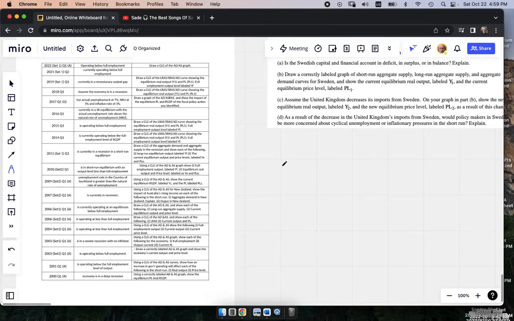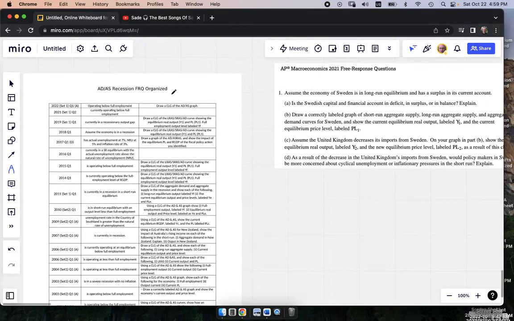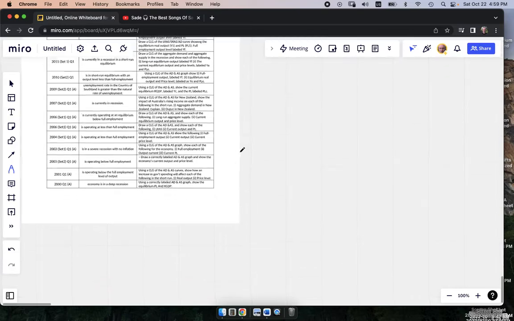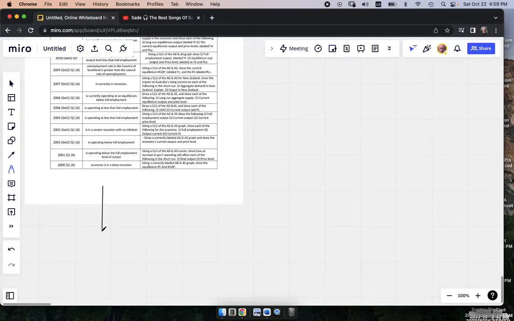This is probably the most tested graph out of all of the ones we need to know. You can see year after year after year, they love to test the economy being in what we call a recession. So we're just going to draw it real quick down here, make sure we understand the basics of it. We've got our long run aggregate supply. We've got our upward sloping short run aggregate supply curve, and then we have our aggregate demand curve.